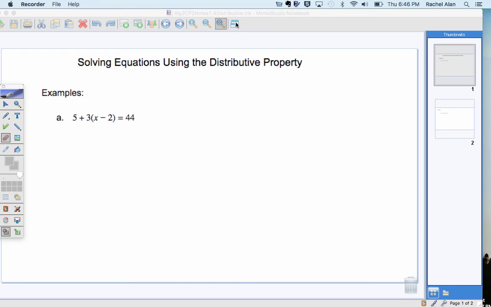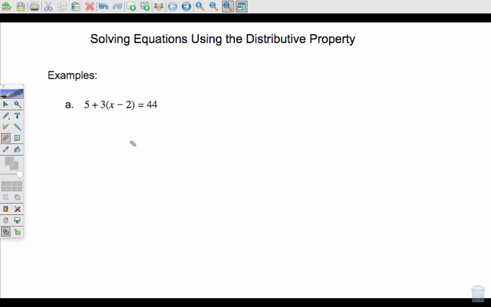Okay, so this is a video on solving equations using the distributive property. We want to use the distributive property whenever we see a parenthesis where something is multiplied, when there's a number right in front of the parenthesis. We want to remember to use the distributive property. Okay, so I have two examples for you.